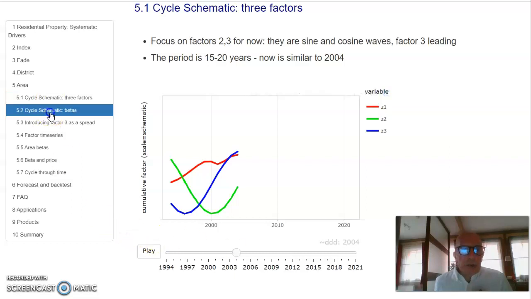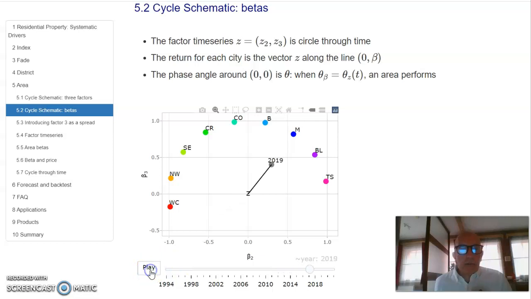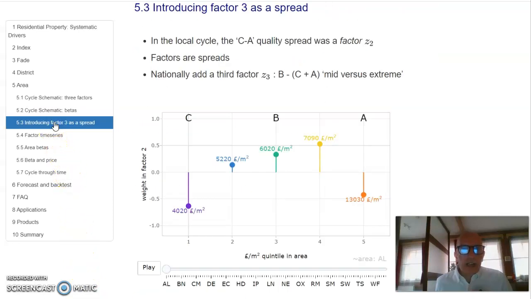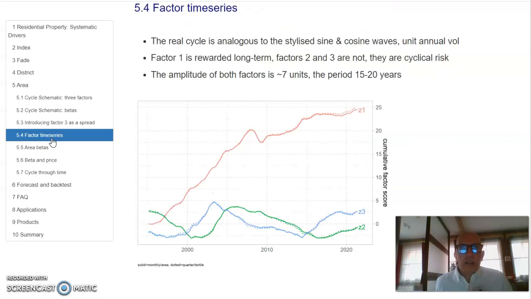And now I'm going to show the same cycle in a different way. Basically, there's some math behind this, but I'm not sure the presentation captures it. The point is the return attributable to the cycle is the projection of the factor vector onto the betas, and it's actually quite rigorous. So right now, Teesside is getting all the love, whereas back in 2013 it was London, and the reverse was true. So the real cycle is analogous to our stylized version, and factor 1 is rewarded long-term, factors 2 and 3 are not. They're cyclical risk.